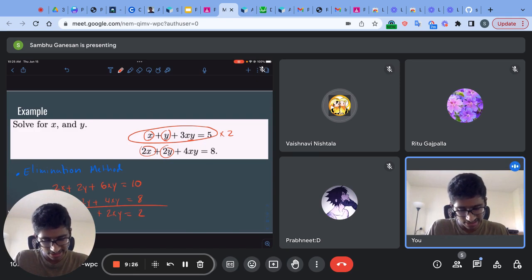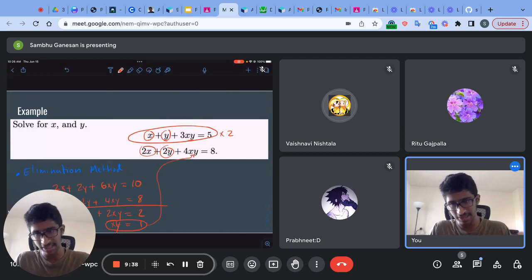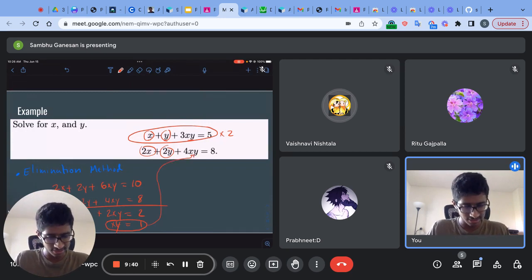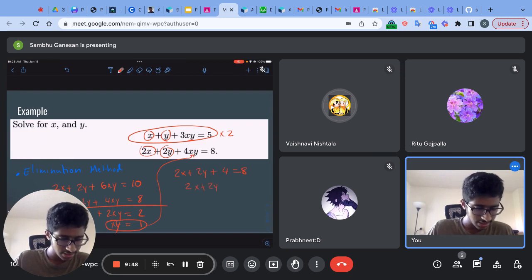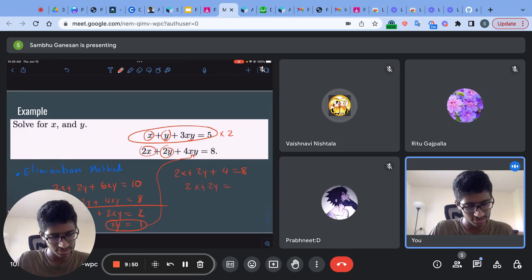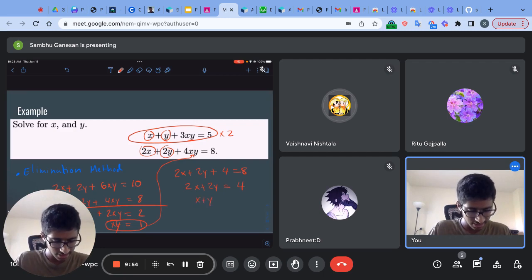So you know that xy, my bad, not x plus y, equals 1, because you divide by 2 on both sides. This is not that helpful by itself, but when we substitute it back into this equation right here, you get 2x plus 2y plus 4 equals 8. Therefore 2x plus 2y equals 8 minus 4, which is 4. And then you can divide everything by 2, and you get x plus y equals 2.